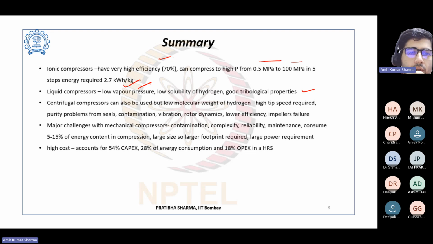Then a centrifugal compressor can also be used, but because of the low molecular weight of hydrogen, high tip speed is required, and there are purity problems from seals, contamination, vibration, rotor dynamics, lower efficiency, and impeller failure. So these are the challenges with this. The major challenges with mechanical compressors are contamination, complexity, reliability, and maintenance. They consume 5 to 15% of the energy content in compression, and need large size, a larger footprint, and larger power requirement. These are the major challenges with mechanical compressors.